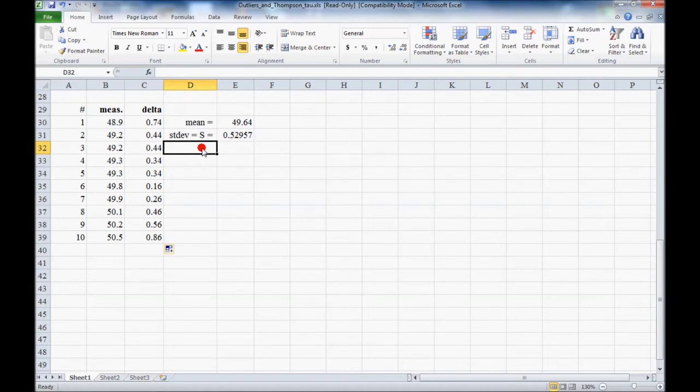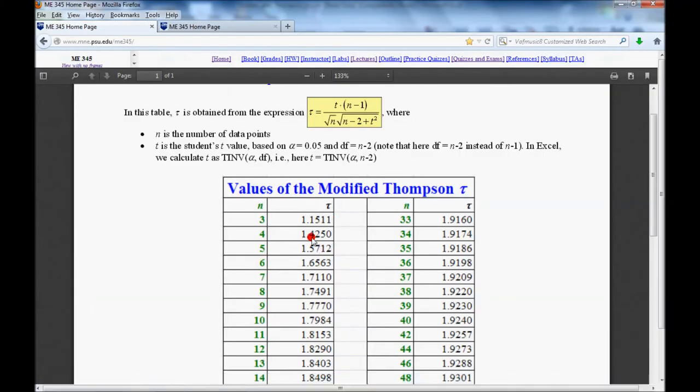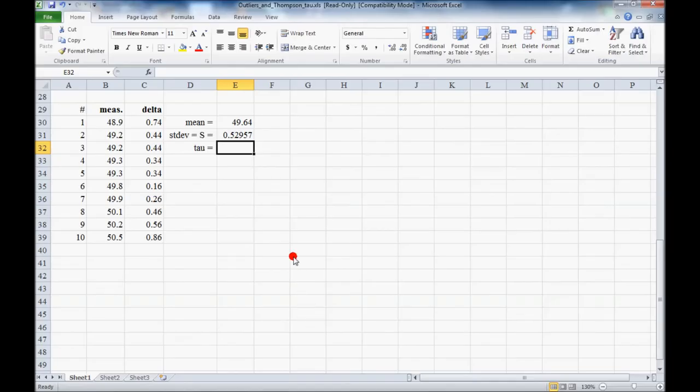Now, to tell whether it's really an outlier or not, we have to find the tau, the Thomson-Tau value, which we get from the modified Thomson-Tau table, or this equation if you want to type that in. And we get at n equal 10, 1.7984. So we write that in, 1.7984. It's our tau.